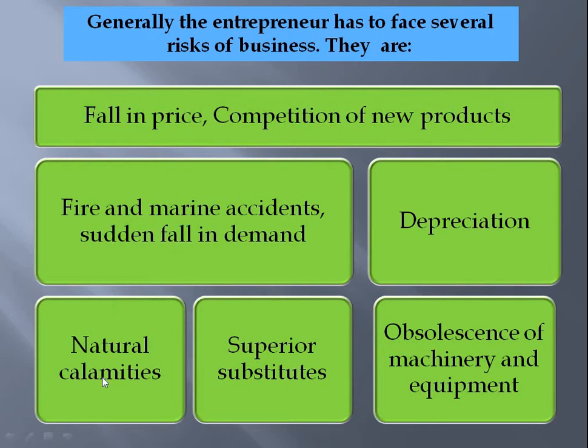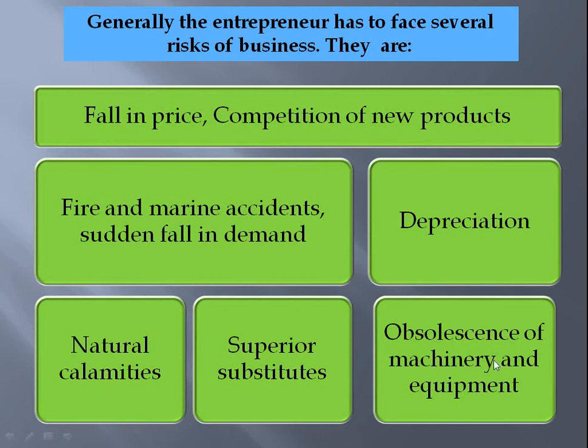Next comes natural calamities. As the name suggests, it is nature, and it is an unavoidable risk for a businessman. A businessman can have insurance, but can't have insurance for these kinds of natural calamities. Next comes superior substitutes. Already mentioned, if the product you manufacture is compared to another competitor who is producing better, then it is called a superior substitute. People may go for that. Then business risk will be higher even then.